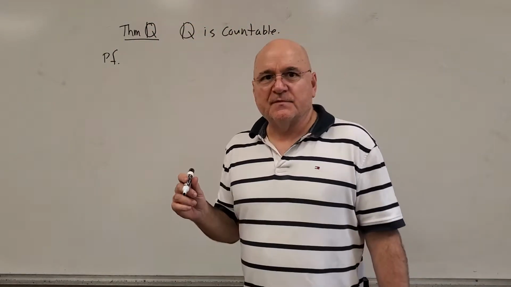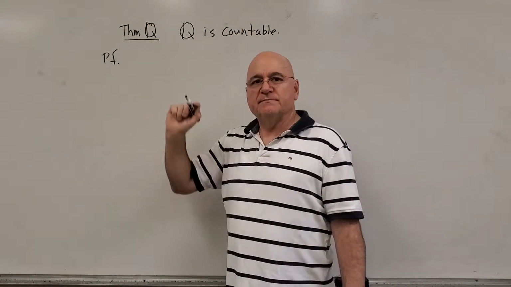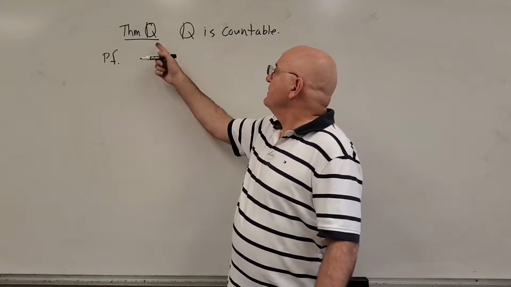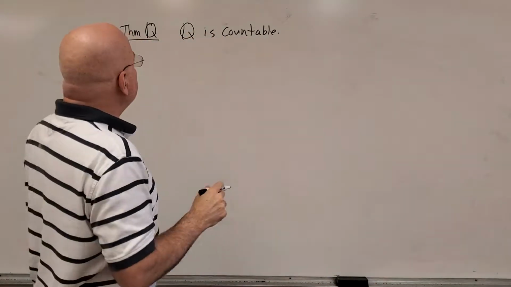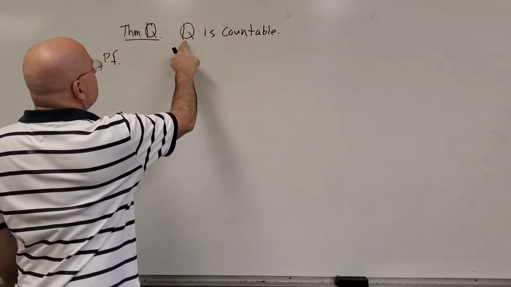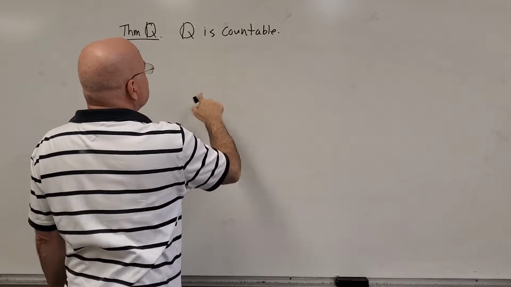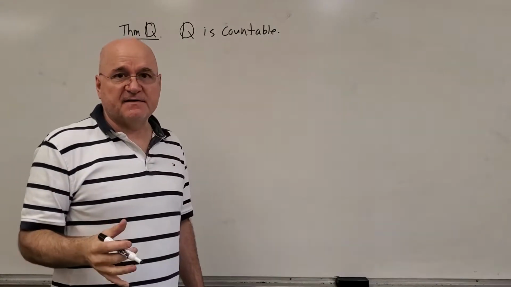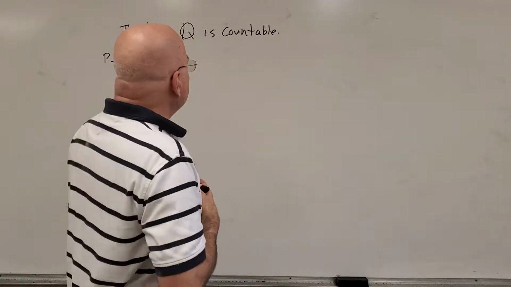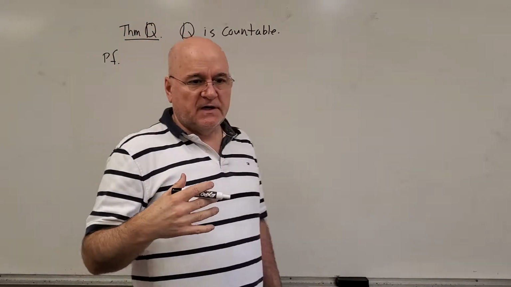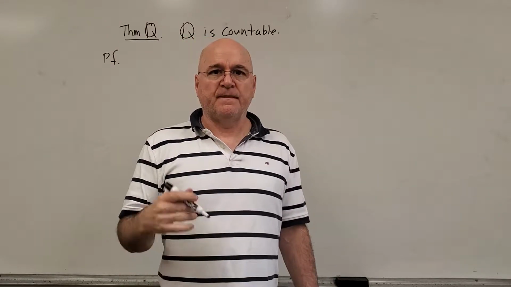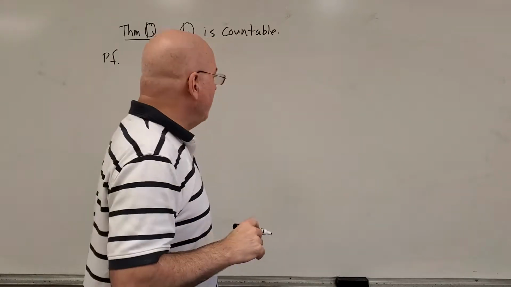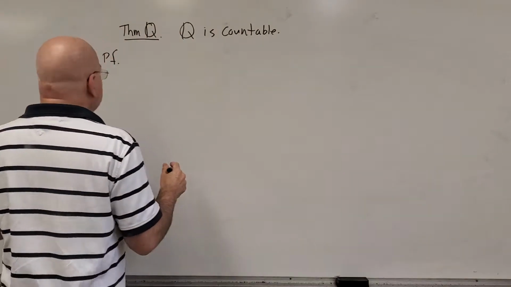The next theorem that I call theorem Q, it's not a numbered theorem, but Q being for the rational numbers, states that the set of rational numbers is countable, which is pretty amazing to think about. Well, because of some of the theorems and corollaries that we've already proven, this proof isn't too bad. I do need to come up with a function.